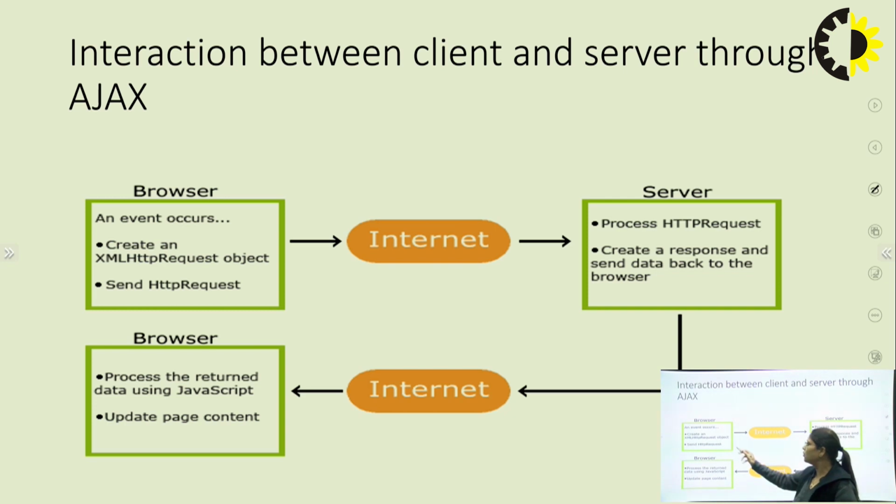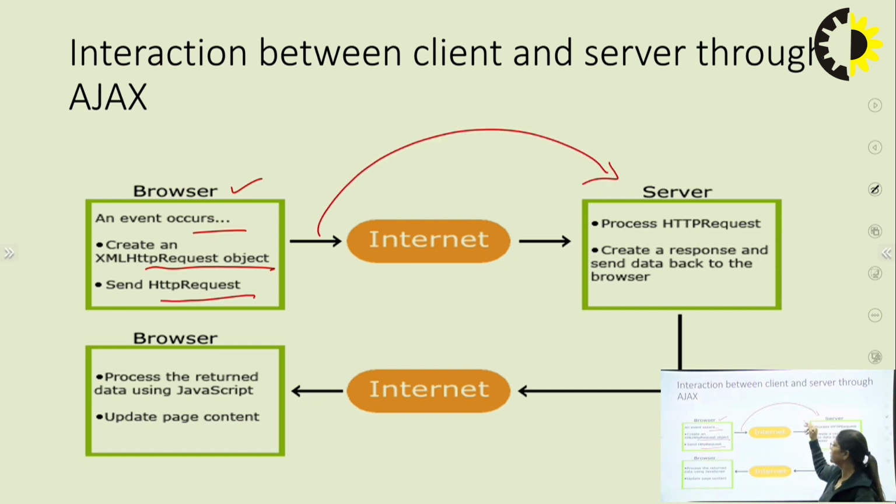So we are residing on the browser side, and we have just sent the request. An event occurs, and the client will create an XML HTTP request, and this will send the HTTP request through the internet to the server. Then the server will process this HTTP request which is coming from the client. It creates a response and sends the data back to the browser through the internet.